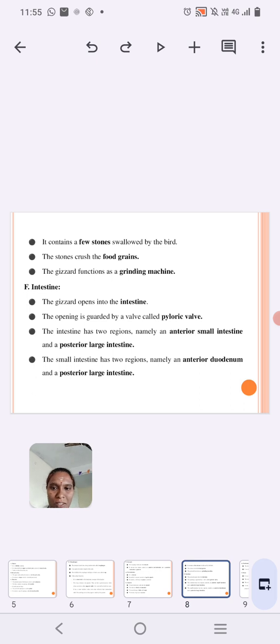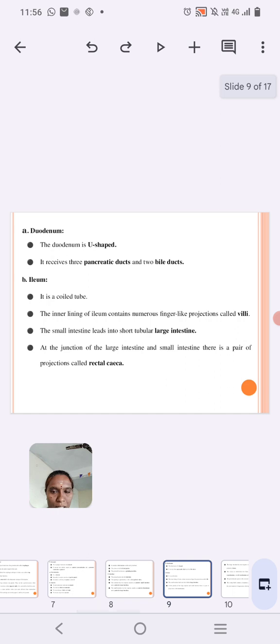The next part is the intestine. The gizzard opens into the intestine. The opening is controlled by a valve called the pyloric valve. The intestine is divided into two regions, namely an anterior small intestine and a posterior large intestine. The small intestine has two regions, namely an anterior duodenum and a posterior ileum.